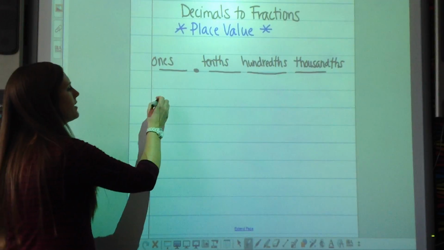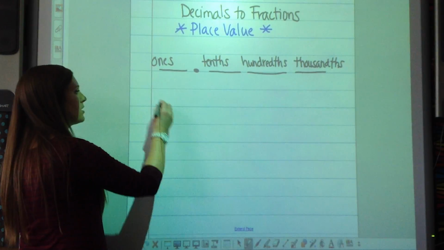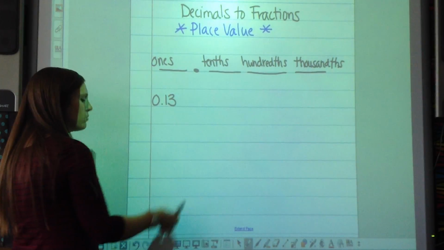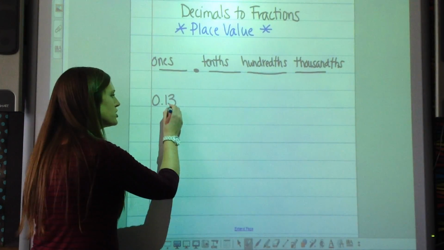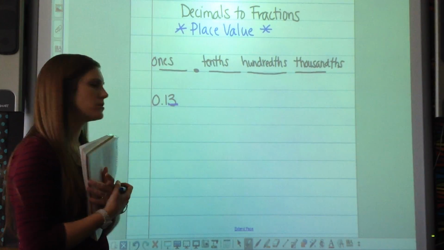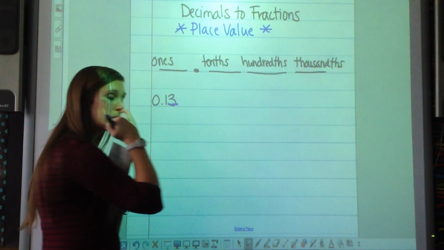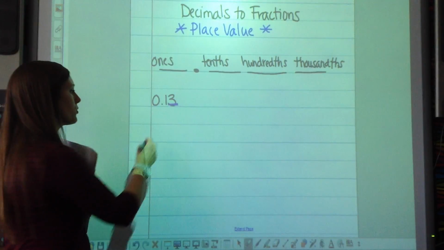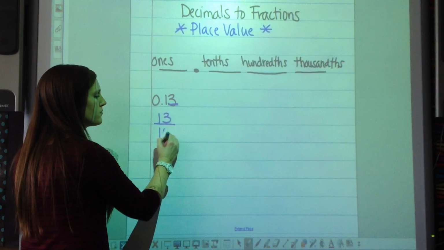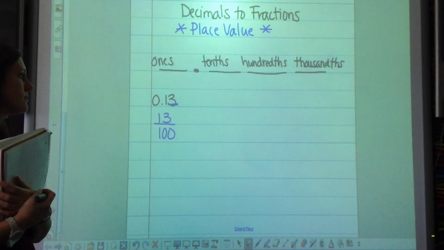Let's say we have 0.13. What you're going to do is look at the last digit. Whatever place value that is, that's what you put it over. So for example, this 3 is 2 places past the decimal, that's hundredths. We're going to put 13 over 100. We just changed a decimal to a fraction.